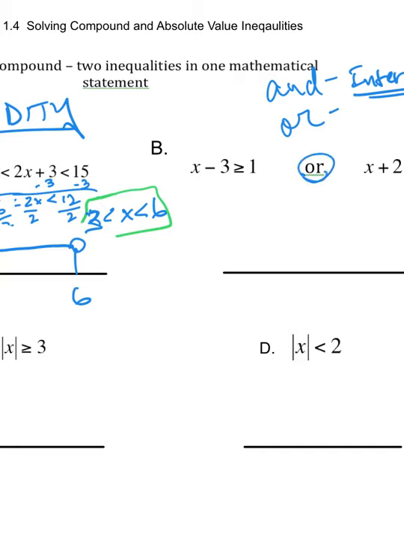Now let's go to or. Or means either the first one has to be true or the second one must be true. So, we add 3 to both sides. X is greater than or equal to 4. Here, subtract 2 from both sides. And x is less than negative 1.